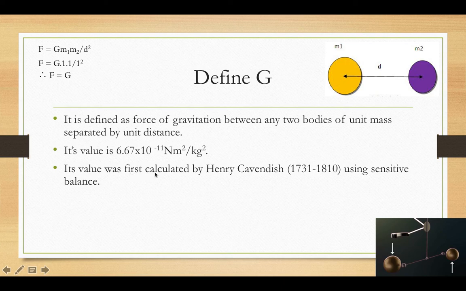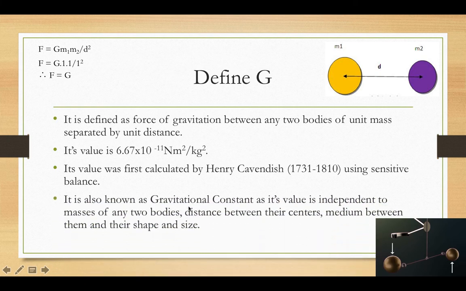Its value was first calculated by the scientist Henry Cavendish using a sensitive balance. This picture is a sensitive balance. It is also known as the gravitational constant, as its value is independent of the masses of any two bodies, meaning its value is always the same no matter what mass the two bodies have. Similarly, it doesn't depend on the distance between their centers, the medium between them, or their shape and size. That is why it is called the gravitational constant.